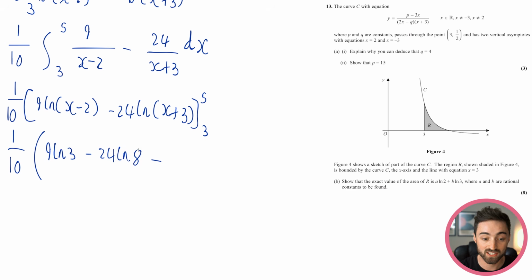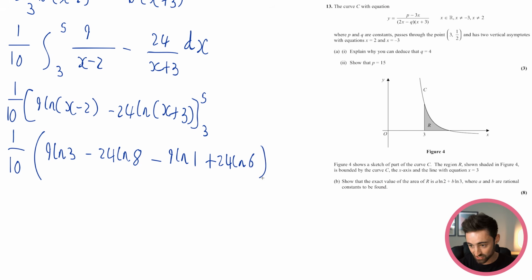And then minus the 3 terms. So it's going to be minus 9 ln of 3 take away 2, which is 1. That's nice, because ln of 1 is 0, so one less thing to worry about. And then it's going to be plus 24, because if you think about it, I'm taking away this whole thing, so I'm taking away a negative, so it becomes a plus. So plus 24 ln of 3 plus 3, which is 6.